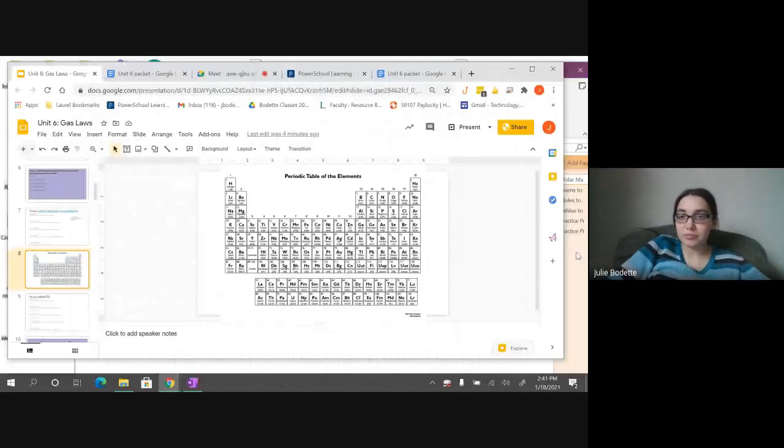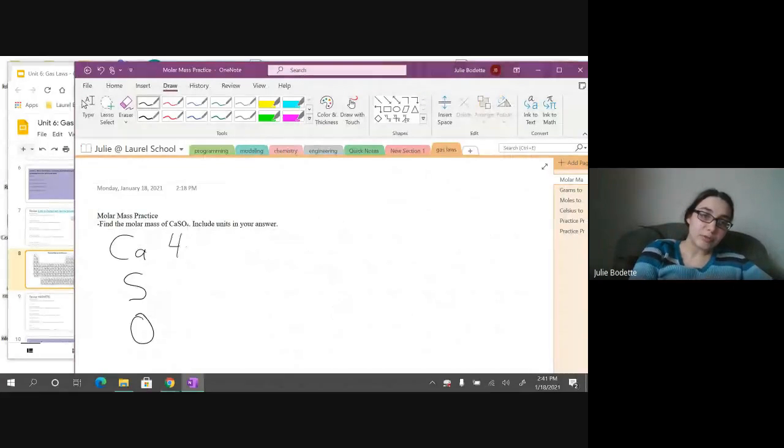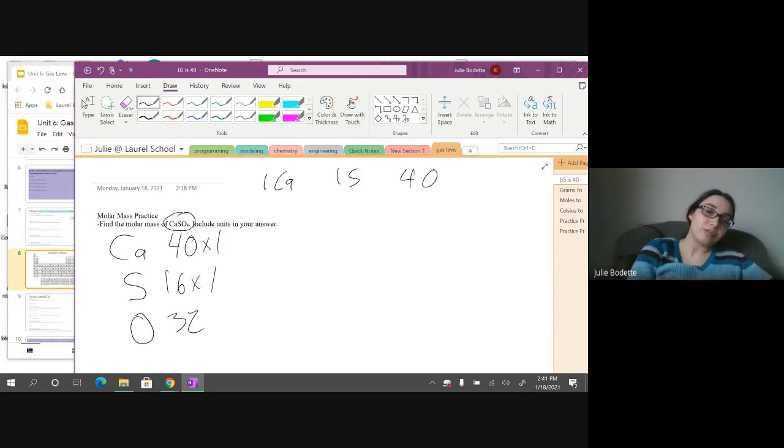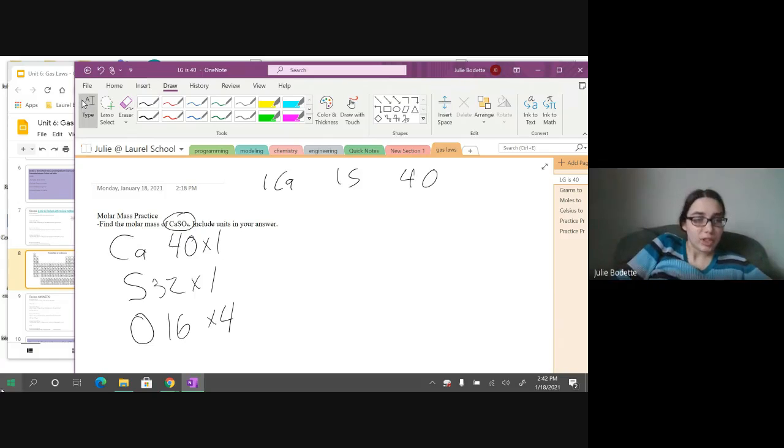Let's put those in. Calcium is 40, sulfur 16, oxygen 32. And in this chemical formula, CaSO4, we have 1 calcium, 1 sulfur, and 4 oxygens. So we multiply each by the number of atoms: 1 calcium, 1 sulfur, and 4 oxygens, so we multiply that by 4. Wait, just kidding, I mixed these up. Sulfur is 32 and oxygen is 16.